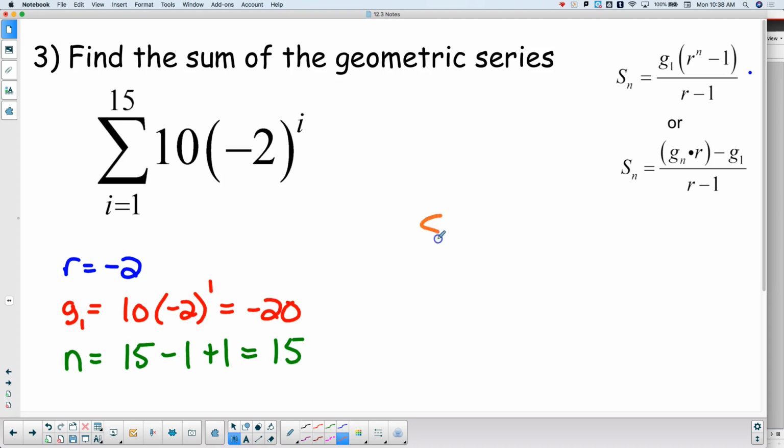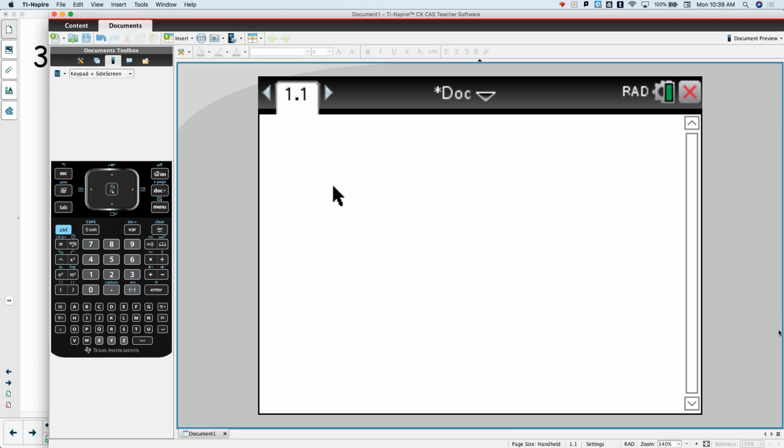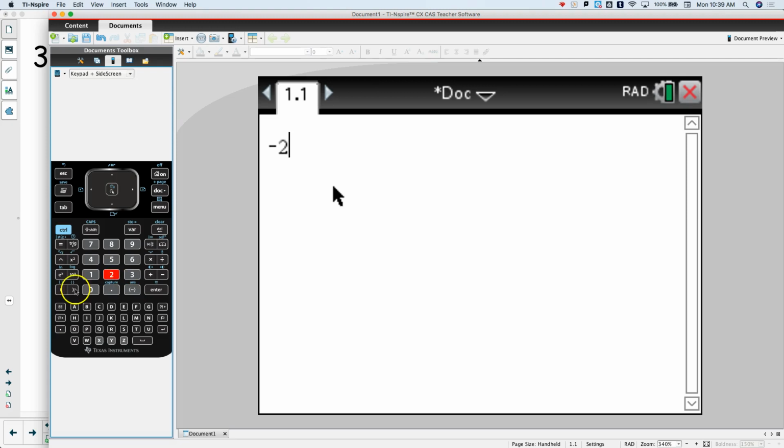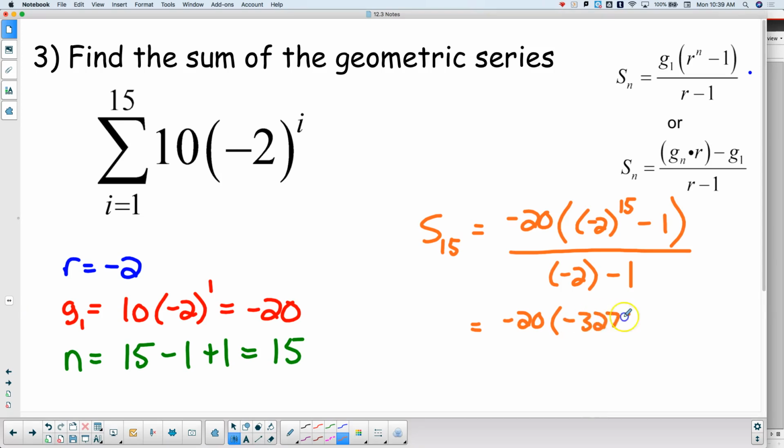So the sum of my first 15 terms is going to be my first term, negative 20, times negative 2 raised to the 15th power minus 1, all over negative 2 minus 1. Negative 2 raised to the 15th power is negative 32,768. Then I still have to subtract 1 from that, but then that's all over negative 3.